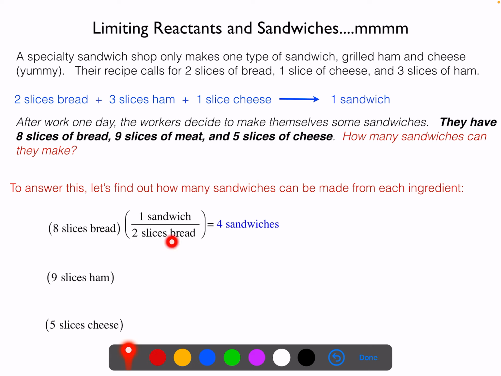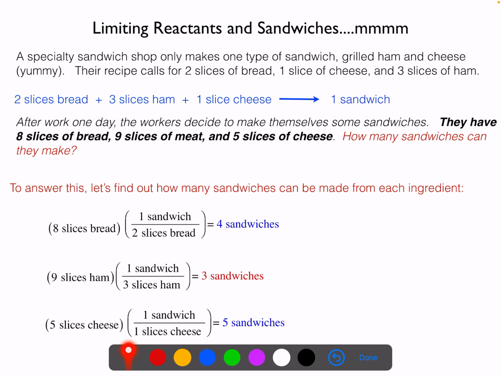And then a mole to mole ratio, 1 sandwich for every 2 slices of bread means we can make 4 sandwiches. If we have 9 slices of ham, we're going to do the same thing. Again, do our mole to mole ratio. For every 1 sandwich, we need 3 slices of ham. So 1 to 3. So those 9 ham slices can make 3 sandwiches. And if we have 5 slices of cheese, our recipe says a 1 to 1 ratio. So that means we can make 5 sandwiches.